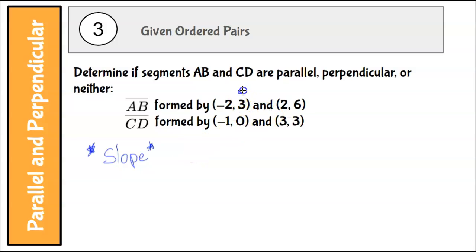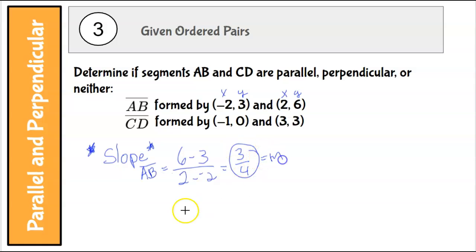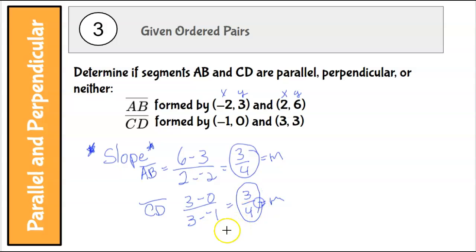You'll remember that that is y minus y over x minus x. So 6 minus 3, since I started with 6, I have to start with 2, minus a negative 2. So the slope of AB is 3/4. Circle it, label it M. CD's slope is 3 minus 0 over 3 minus a negative 1. So that's 3/4, circle it, label it M. So CD's slope is 3/4, so they are the same. Does that mean they are parallel, perpendicular, or neither?